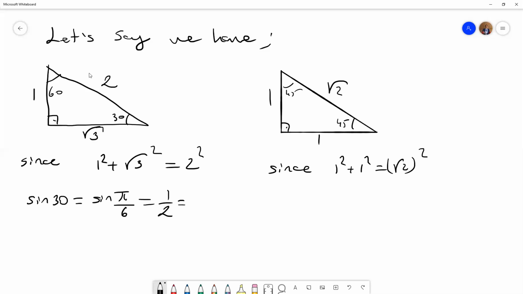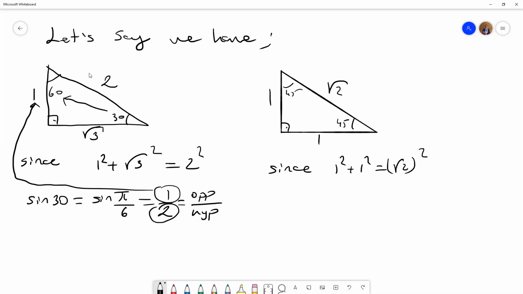We know that sine is equal to opposite over hypotenuse. So we find the opposite of the 30, and we find this 2 in the hypotenuse. So we can easily find the numbers. Also, sine 60 degrees, which is sine pi over 3, is equal to square root 3 over 2.